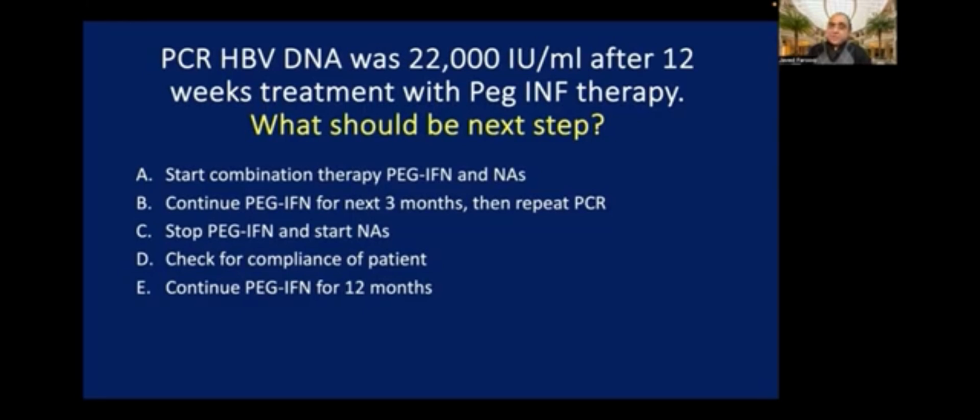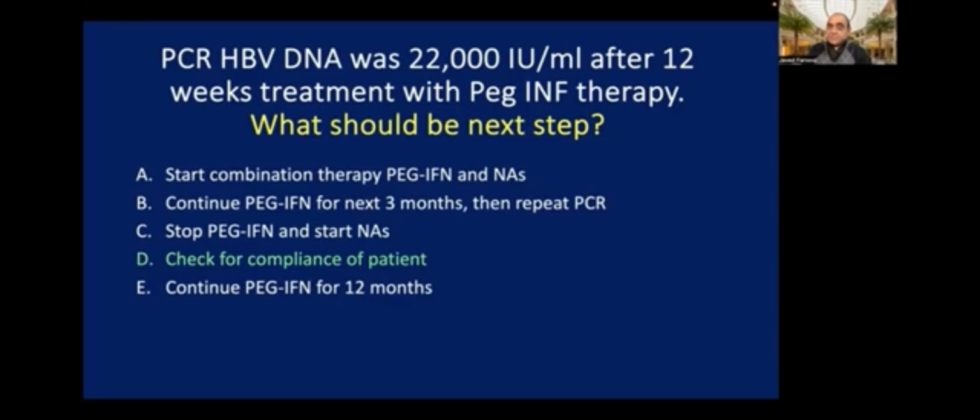Stop pegylated interferon and start NAs. This is option C. Check for compliance of patient. This is option D. And continue pegylated interferon for 12 months. This is option E. Please note down your answer. Write it down. And let's see what is the next step.